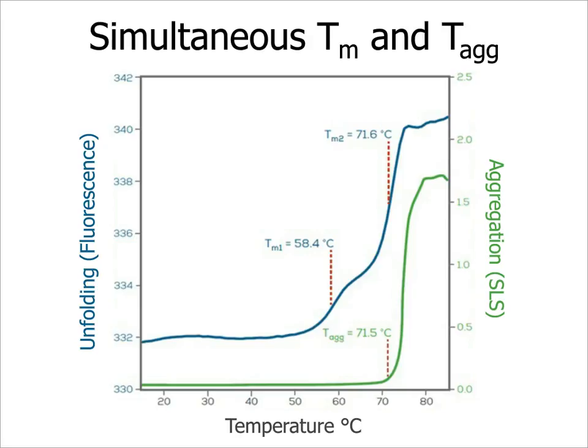Simultaneously, by acquiring static light scattering data, we can characterize the aggregation. So in this case, you can see aggregation does not occur until the second melting event. So we can correlate aggregation of this protein and thermal denaturation as being related to that particular domain. From the literature on this protein, we know that that domain corresponds to the Fab region, that part of the protein that drives the degradation.